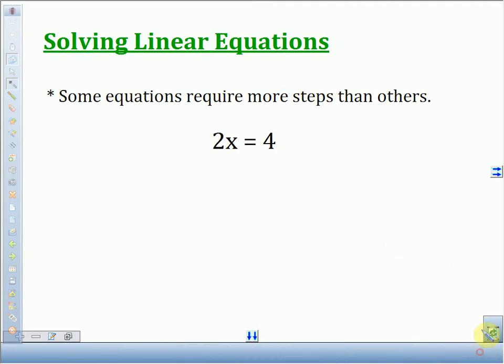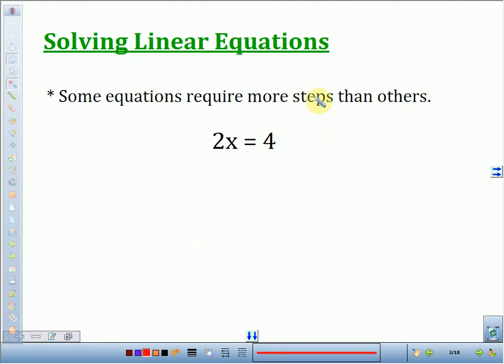Now, typically when we're dealing with an equation that we want to solve, we want to do the opposite of whatever operation is being performed on the variable. For instance, in this equation, this is a one-step equation. There are equations that require more steps. In this one-step equation, the operation that is being performed on the variable x is multiplication. So we want to undo that multiplication. We undo that multiplication by performing the opposite operation. Now, the opposite of multiplication is division.